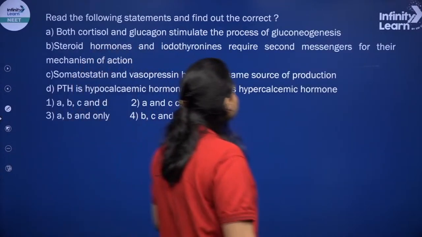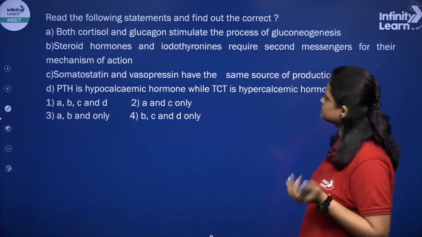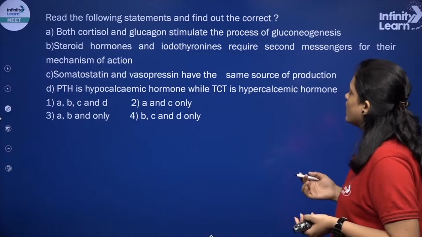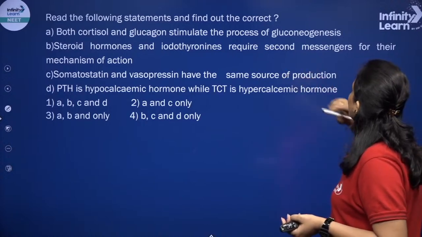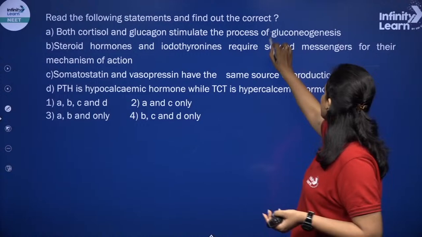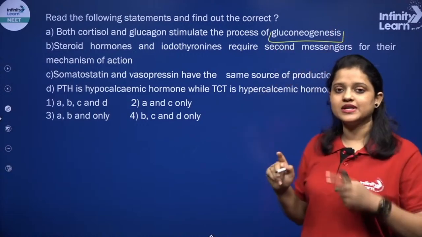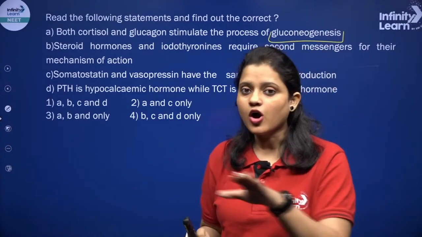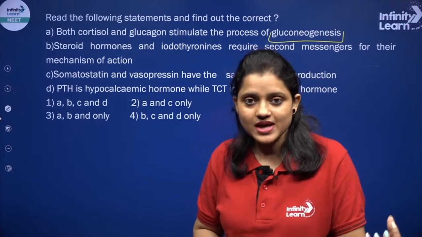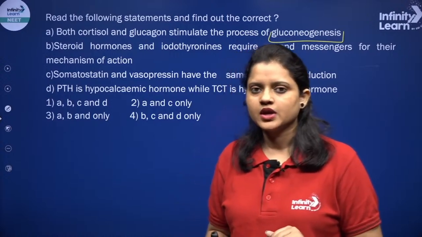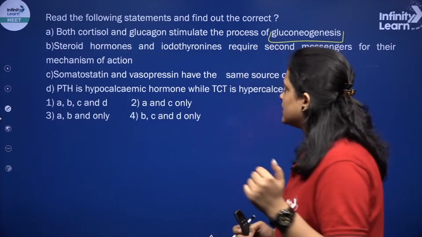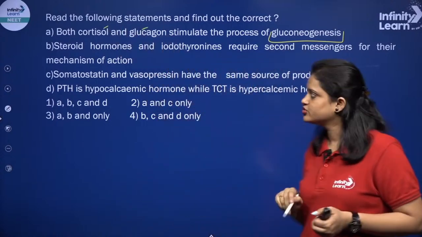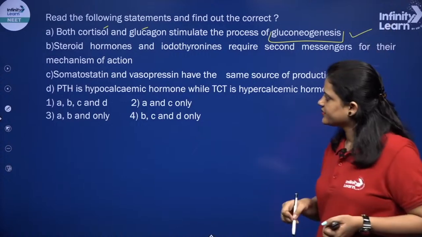Read the following statement and find out the correct statement or option. Both cortisol and glucagon stimulate the process of gluconeogenesis. And what is gluconeogenesis? I have told you in the last class, gluconeogenesis is formation of glucose from non-carbohydrate source like amino acid and fatty acid. Okay, so that will increase your blood glucose level. Yes, cortisol does that and glucagon also does that. So this is the correct statement, right?